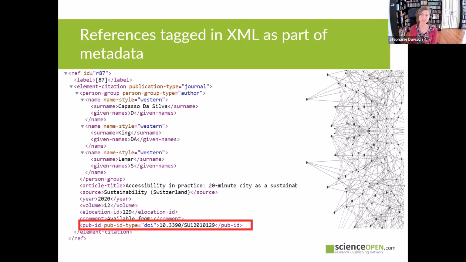In order for references to be ingested by search engines, some basic information is required. So author first name, last name, article title, journal source, and most importantly, DOI. And only if you add the DOI to your references can you really be sure that a correct link will be made.